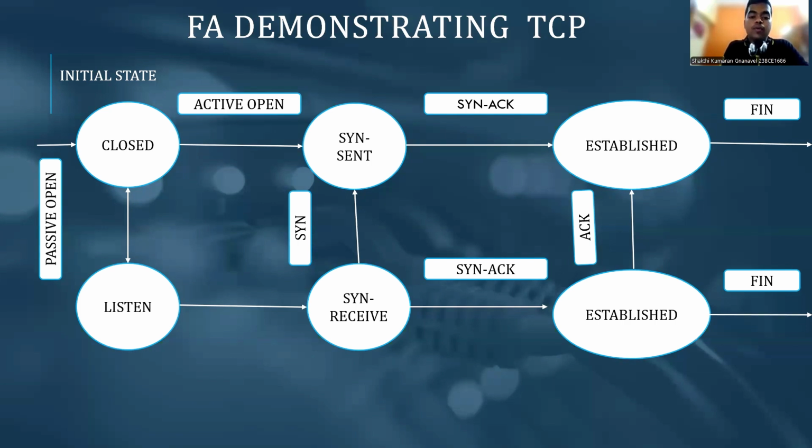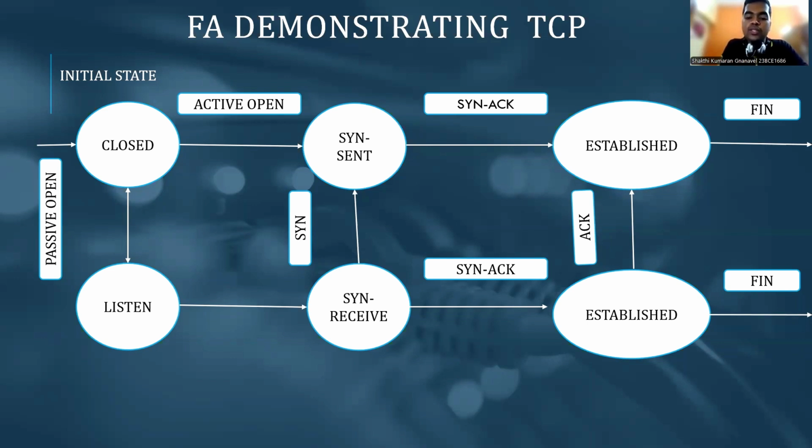TCP connection management can be modeled as a finite automata using its key states and transitions in the three-way handshake process to establish a connection and the four-way handshake process to terminate a connection. Here is a simplified FA showing these transitions. Three-way handshake connection establishment. Closed is the initial state.